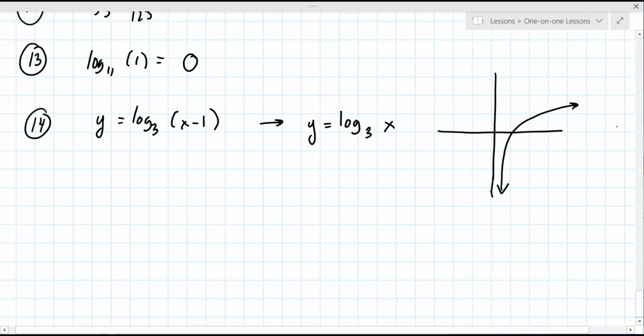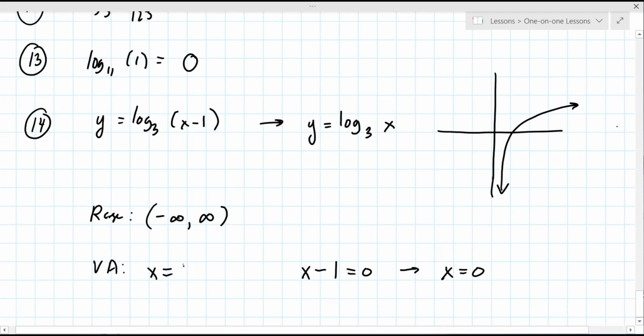So this time we're doing a slightly different order. The domain for these functions is always all real numbers. The range is always all real numbers for these. So rather than finding the horizontal asymptote, you find the vertical asymptote. The vertical asymptote is whatever makes x minus 1 equal to 0.